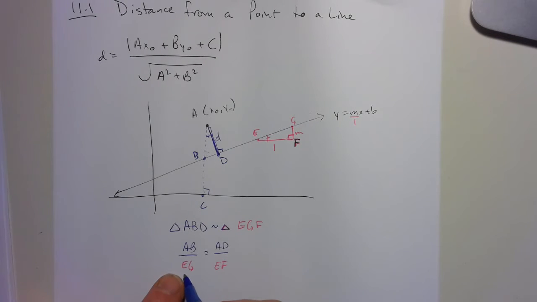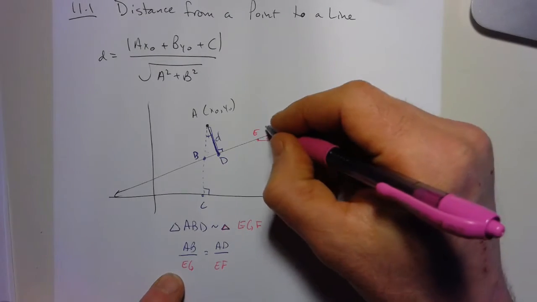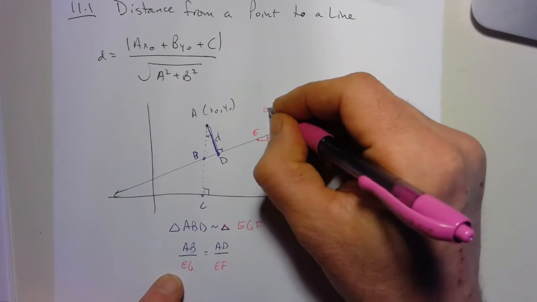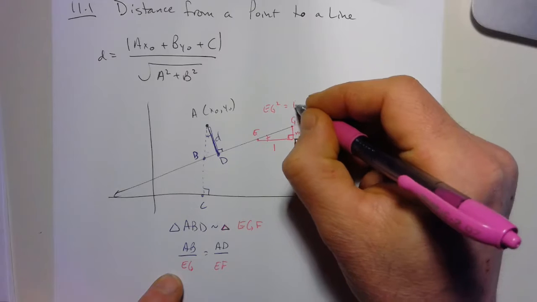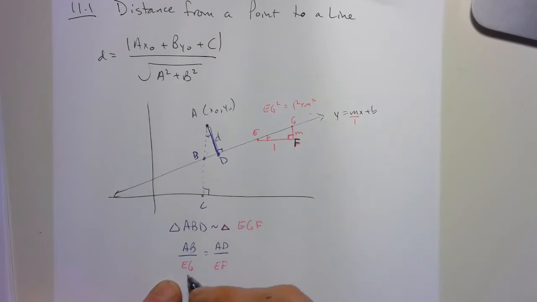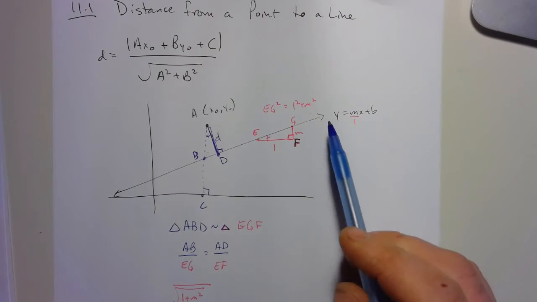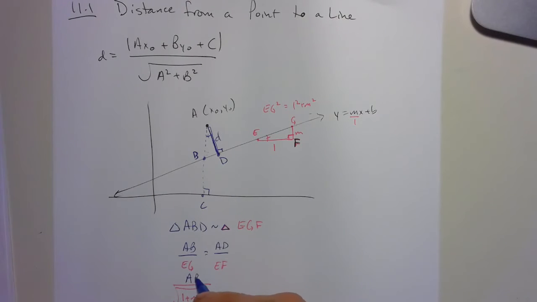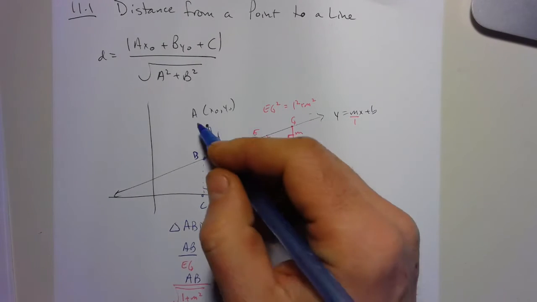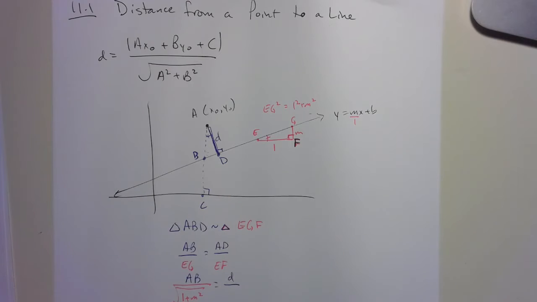So if I'm looking at EG, I can figure out that length because there's a Pythag here, right? So EG squared equals 1 squared plus m squared. So this is going to be the square root of 1 plus m squared. Okay? And AB is just AB. AD is our distance, so I'll replace that. EF, if I look at that, hey, that's just 1 there.